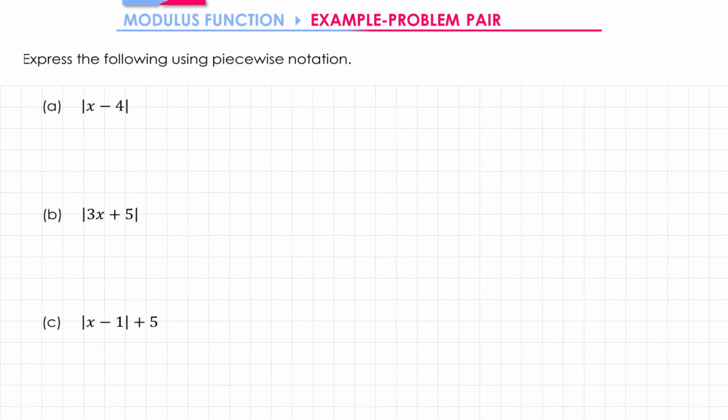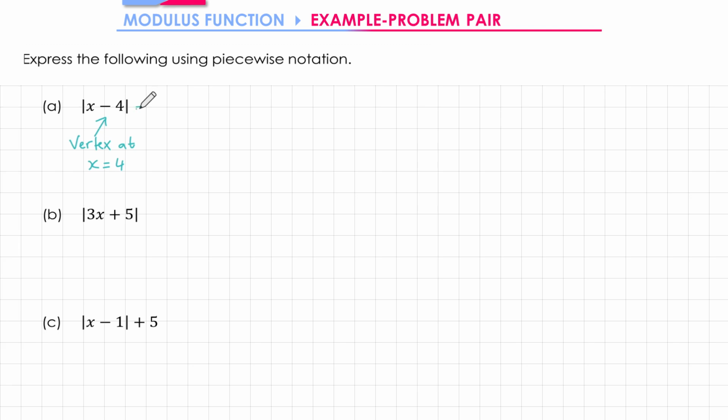In this example, we're going to be looking at piecewise notation in a bit more detail. So for each of the functions you can see, we're going to write them using piecewise notation. We'll start with a, which is mod of x minus 4. Before I write it in piecewise notation, I'm going to identify the vertex. The vertex is the value of x which will make inside the modulus brackets 0. So in this case, there's a vertex at x equals 4, because 4 minus 4 equals 0.